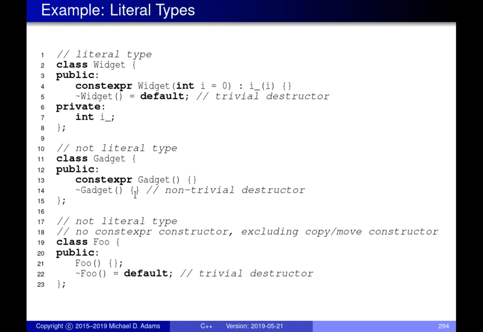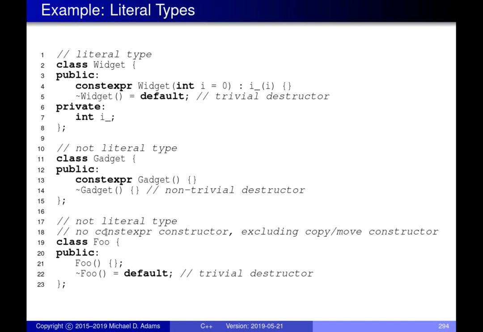As soon as you do that, it's not considered trivial. This is just the way the language defines things. You could say, well, why? It's just the way it is. But anyway, if you do anything other than say equals default, like if you actually try to provide an empty body for the destructor, it's not a trivial destructor anymore. So this would violate the literal type constraint because of the destructor here.